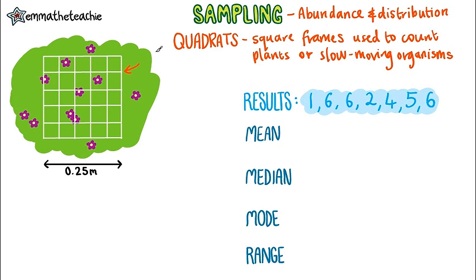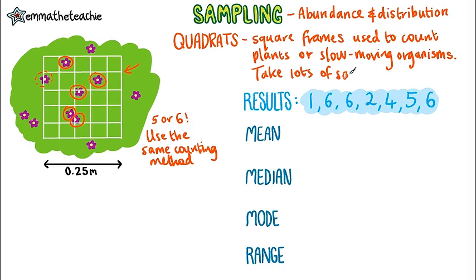How many flowers can you count inside this quadrat? Well, we can clearly see that there are 5 that are inside the quadrat, and 1 that's part in and part out. It actually doesn't matter which way you count it. It could be 5 or 6, as long as you use the same method for every quadrat sample that you do. It's also important to take as many samples as possible. This makes sure that your data is valid, which means that it shows what is actually happening.